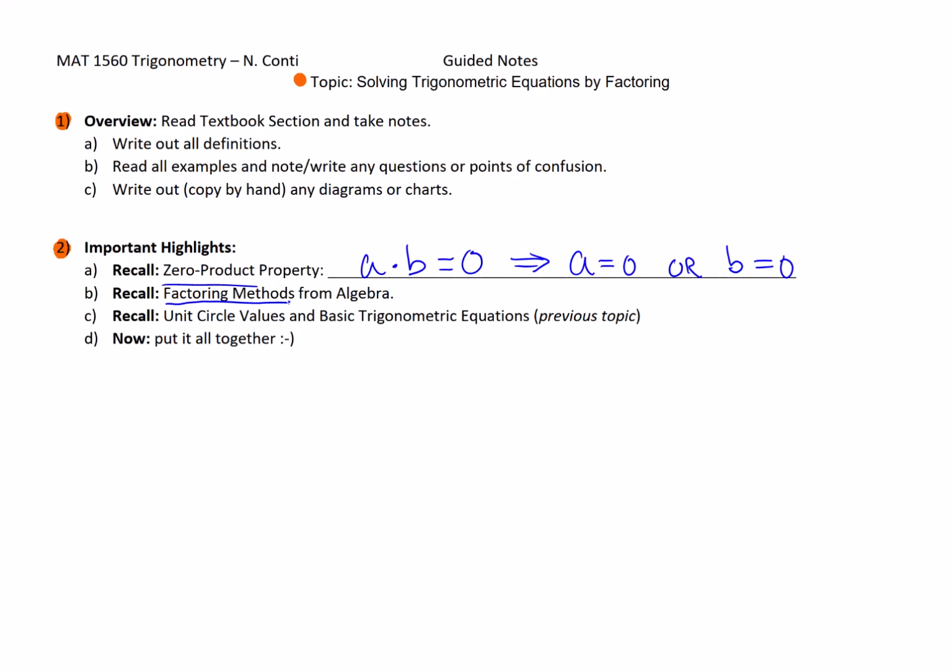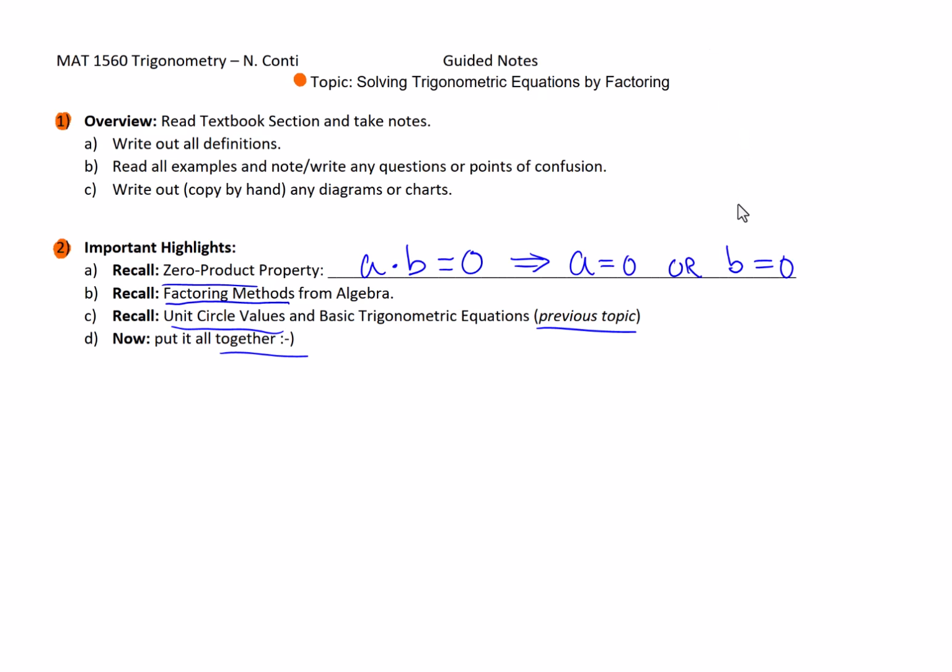Thirdly, we're going to recall unit circle values that we've been working with. So this is the same old unit circle and the basic trigonometric equations that we did in the previous topic. And then we're going to put this all together. So at this point, we're going to be looking at more advanced equations that we can solve with a combination of any of these known methods or facts.